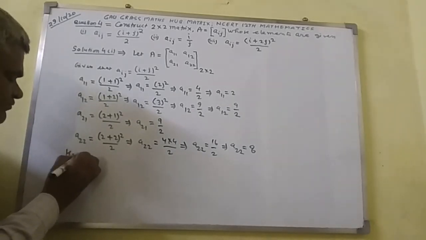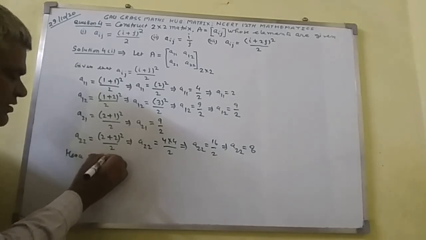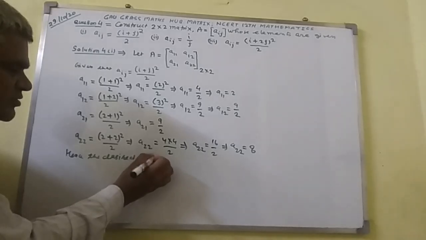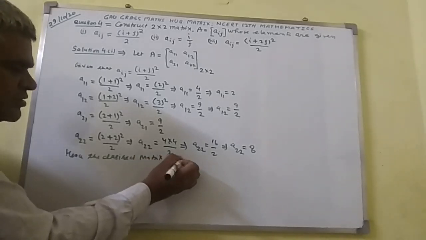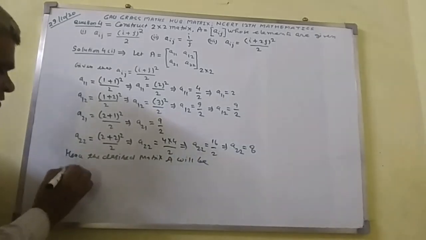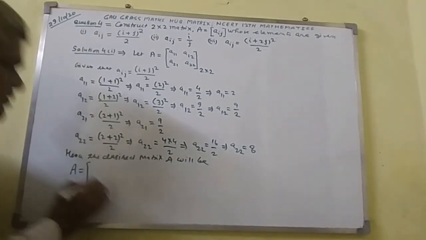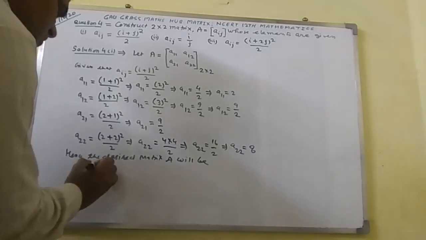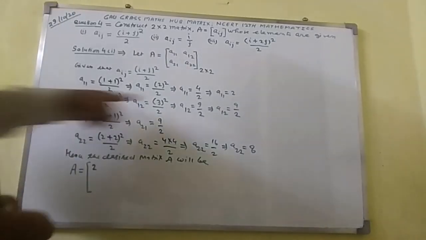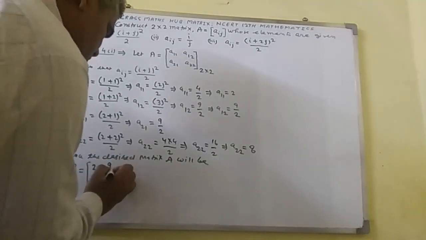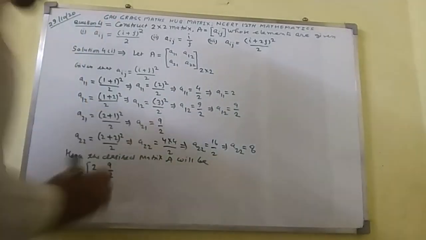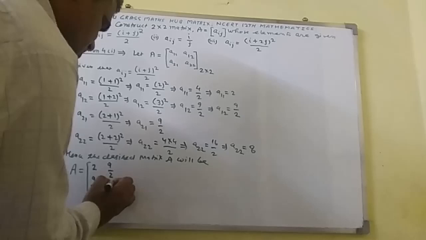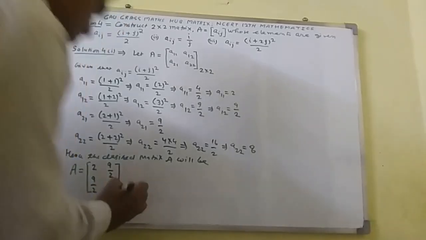Hence the desired matrix A will be A equal to a11, you have got here 2, write here 2. a12 you have got here 9 over 2, write here 9 over 2. a21 you have got here 9 over 2, write here 9 over 2. a22 have got here 8, write here 8. Closing of square bracket I shall do here.